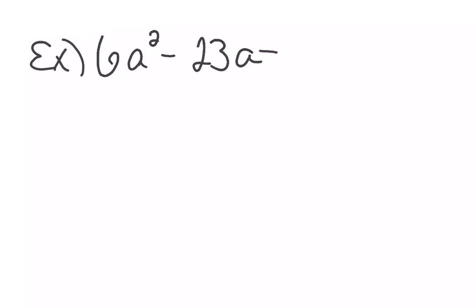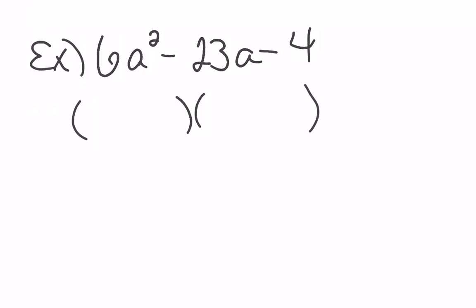Next example. We want to factor 6a squared minus 23a minus 4. Same idea, get two binomials. This one's a little bit harder than the last one because when I look at that first and last term, there's more than one set of factors that equal that number. So 6a squared, 6 could be 1 times 6, or it could be 2 times 3. And same with 4. 4 could be 4 times 1 or 2 times 2. So we have to kind of just pick one and check and see what we get.